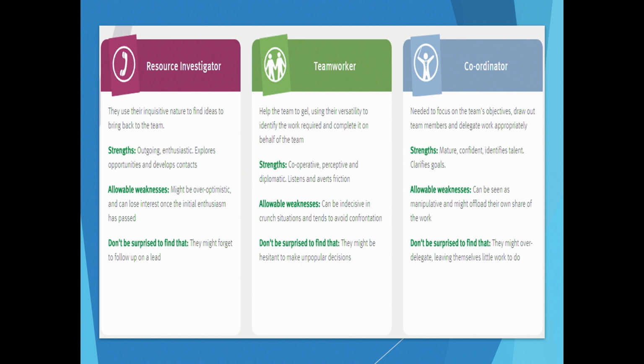Their allowable weakness is that they can be seen as manipulative and might offload their own share of the work. So perhaps you have a boss who's very good at delegating and leaves nothing for themselves to do. And that's not always a good thing because we do like to feel that everybody is working hard. So don't be surprised to find that they might over delegate, leaving themselves with little or nothing to do.